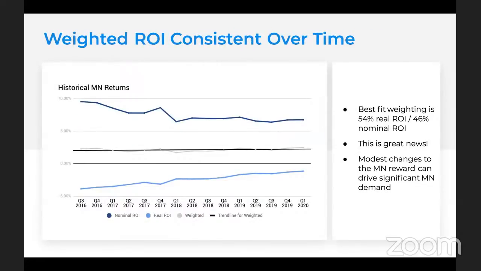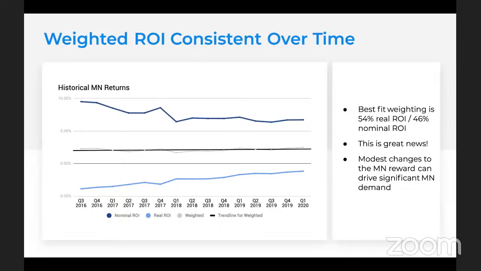we really looked at that period since mid-2016. And what we did is we tried to weight these two in a way that would generate a best fit trend line between these two numbers. And what we found is that the best fit weighting is achieved when you weight about 54% of the weighting towards the real ROI and 46% towards nominal ROI. And the result is incredibly consistent. It's incredibly consistent over time, what the market has demanded in terms of these two metrics and the weighting that it places on the two of them.